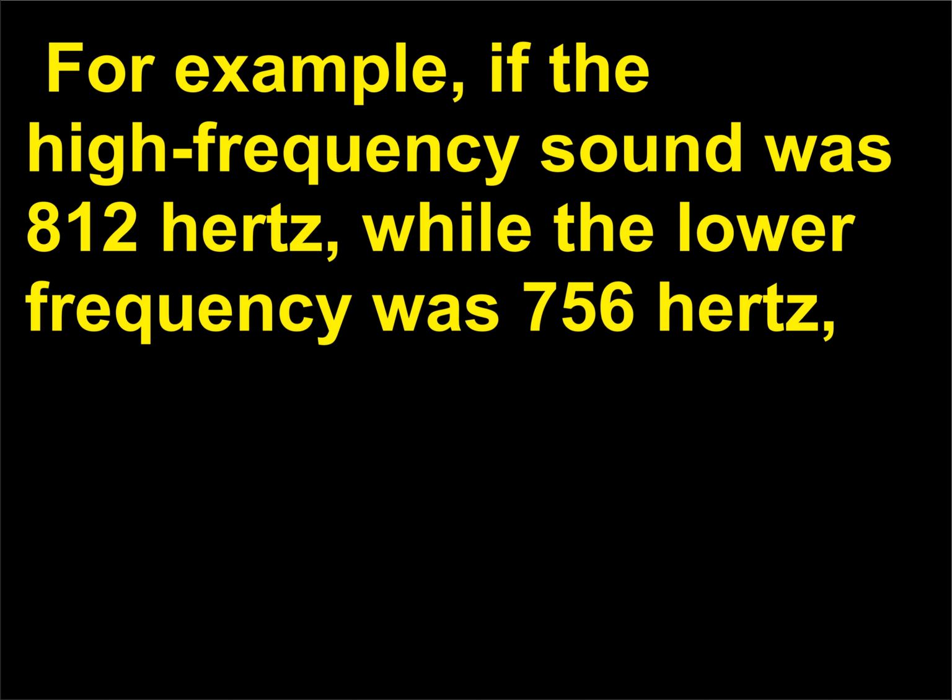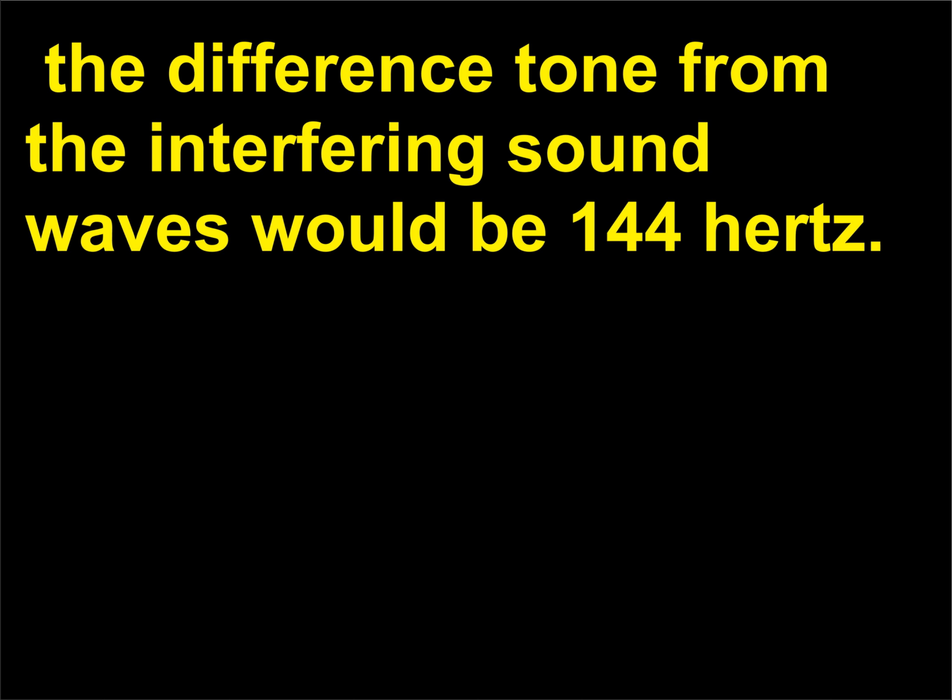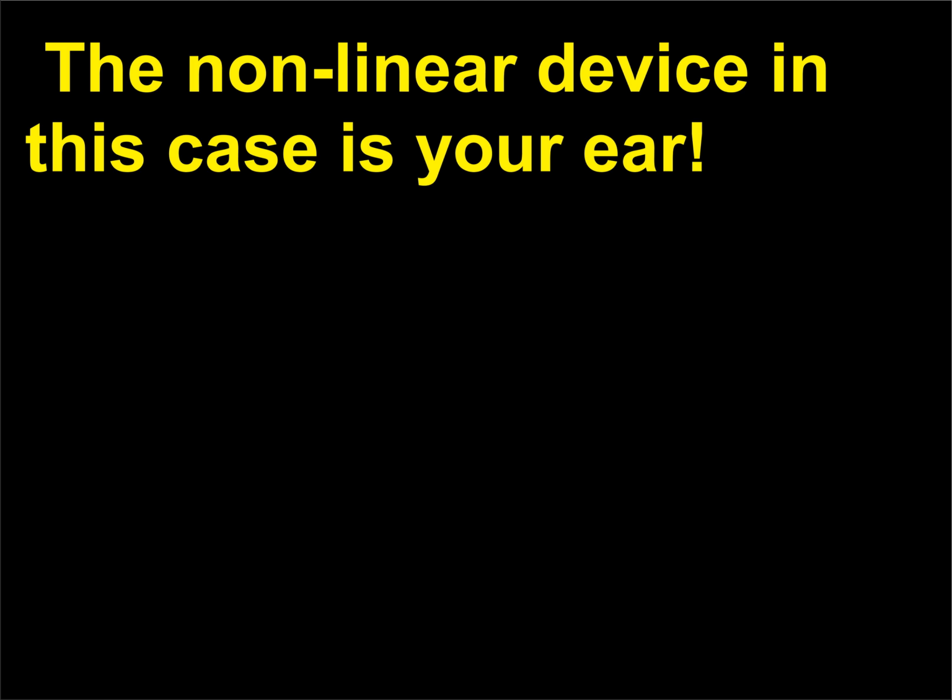For example, if the high-frequency sound was 812 Hz, while the lower frequency was 756 Hz, the difference tone from the interfering sound waves would be 144 Hz. The nonlinear device in this case is your ear.